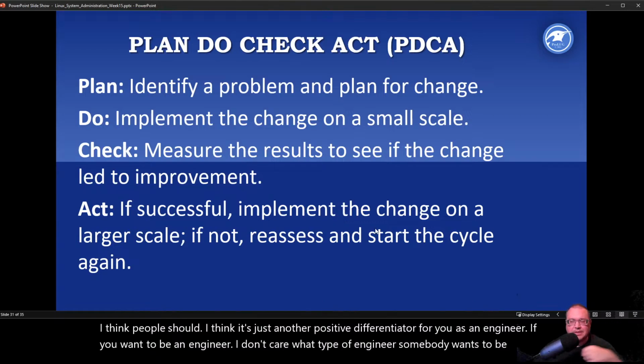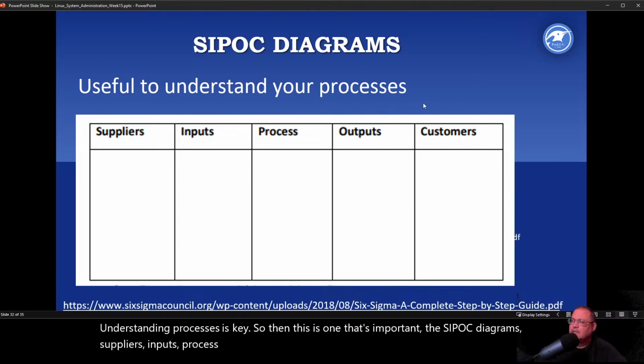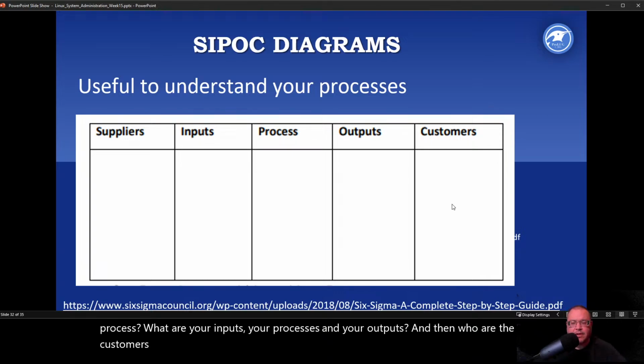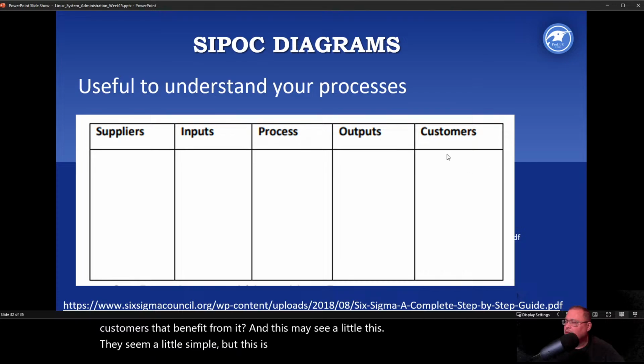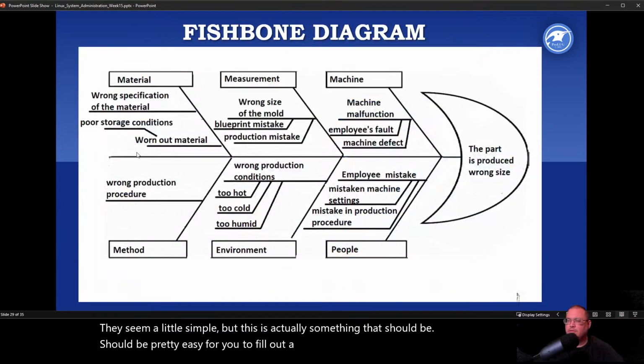Understanding processes is key. So then this is one that's important, the SIPOC diagrams: suppliers, inputs, process, outputs, and customers to any process. So what's supplied to a process, what are your inputs, your processes, and your outputs, and then who are the customers that benefit from it. And this may seem a little simple, but this is actually something that should be pretty easy for you to fill out along, maybe even like a fishbone diagram.